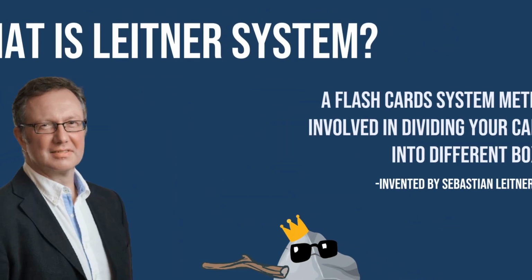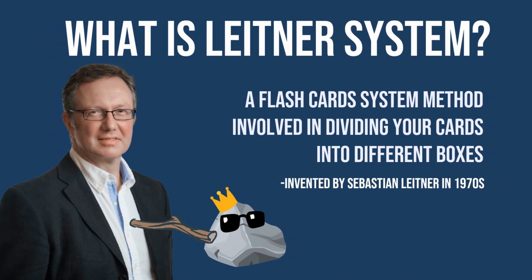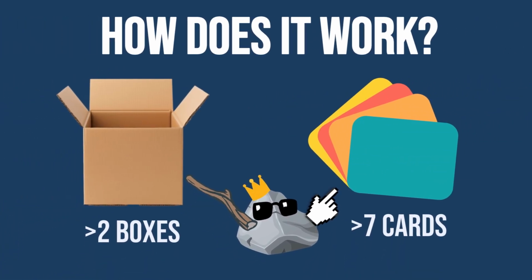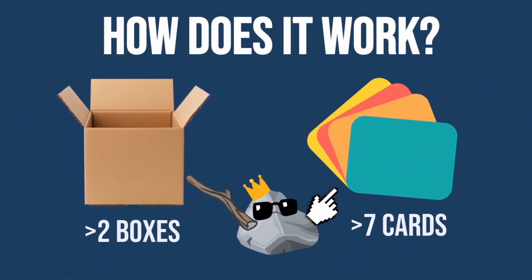So the basic definition of the Leafner system is that it's a flashcard system that involves dividing your flashcards into different distinguishable boxes, and it was invented by Sebastian Leafner in the 1970s in his book called Learn How to Learn. To use the Leafner system, I would suggest you get yourself more than 2 boxes and prepare a bunch of flashcards that involve the topic that you want to study.